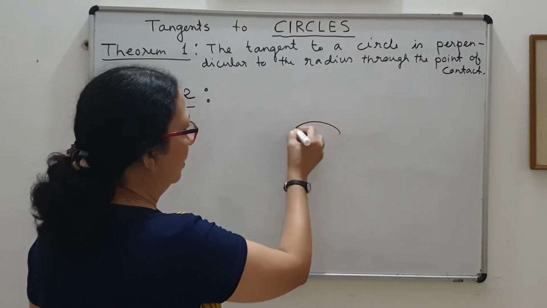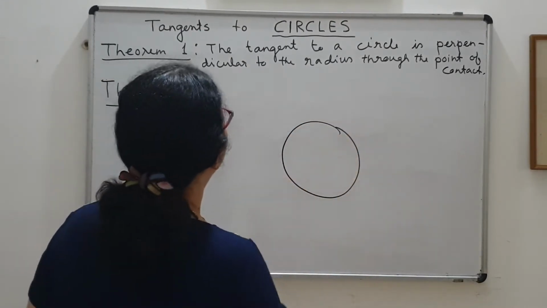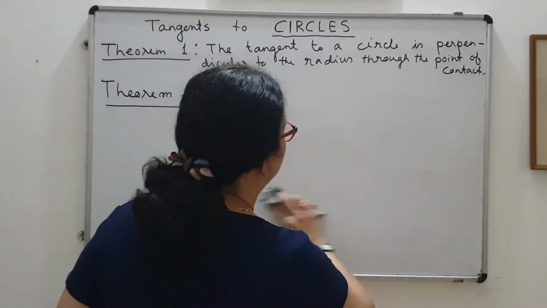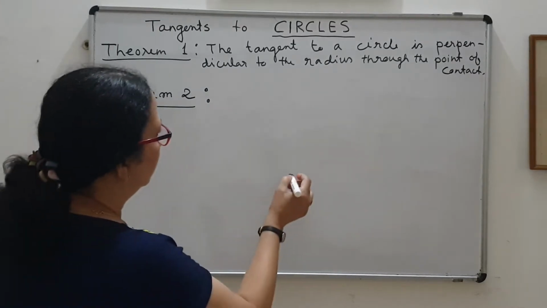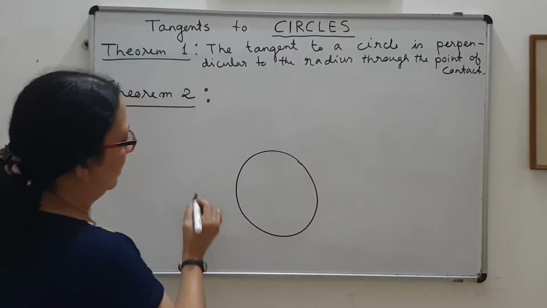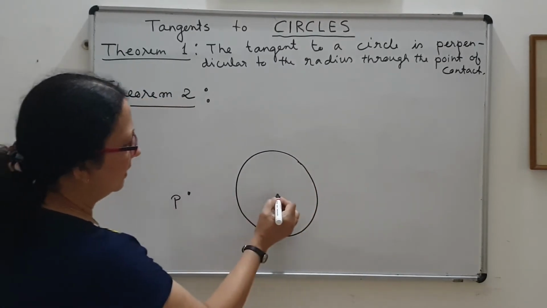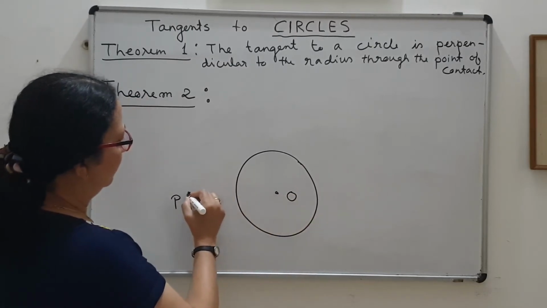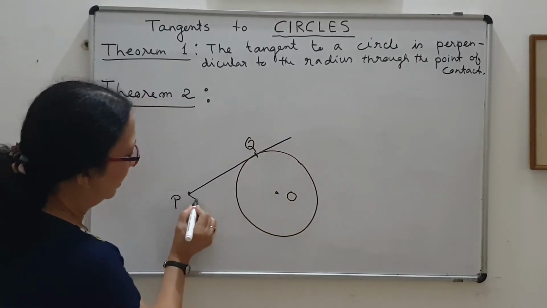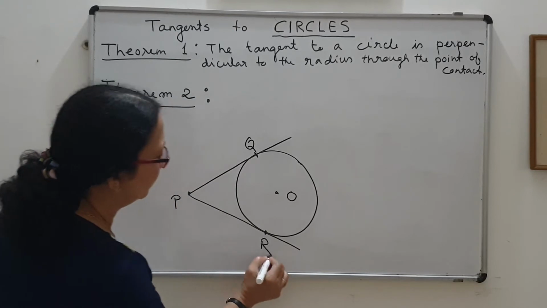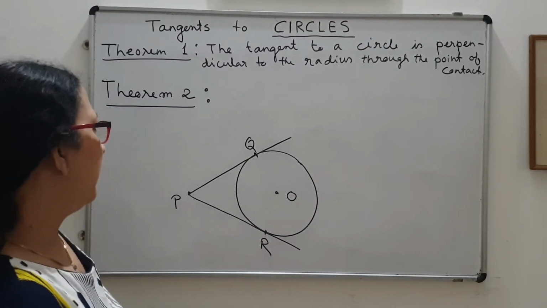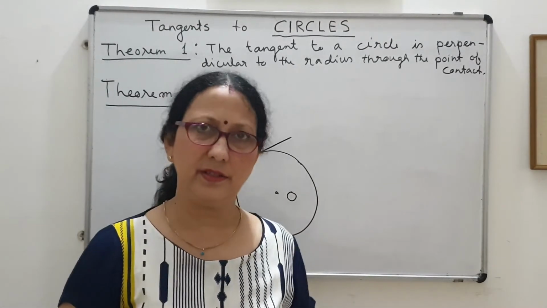So, we have a circle, because I have to write the theorem. So here is the external point P, and here is the center O, and from the external point I can draw two tangents, the point of contact Q and another one say point of contact R. So the length of tangents are PQ and PR. So according to this theorem, the length of tangents are equal. This is the second theorem.